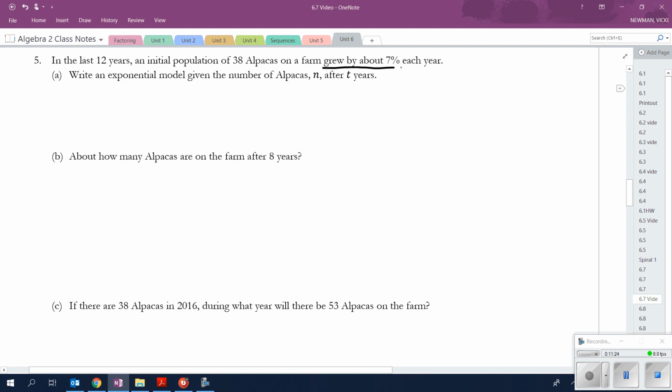So, we have exponential growth. Yes? A of t equals A0, parentheses 1 plus r to the t. Write an exponential model given the number of alpacas, n, after t years. Okay, so what are we using instead of A of t? What letter? N. So we're going to say n of t equals.